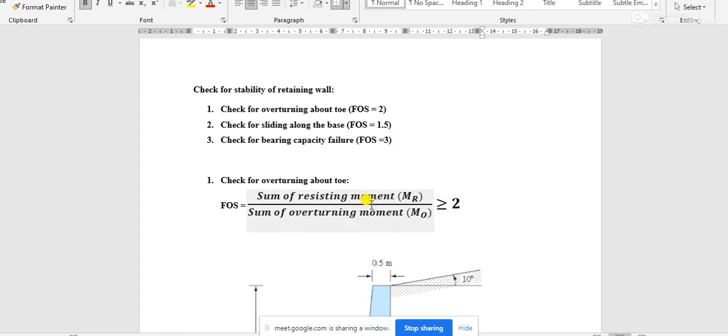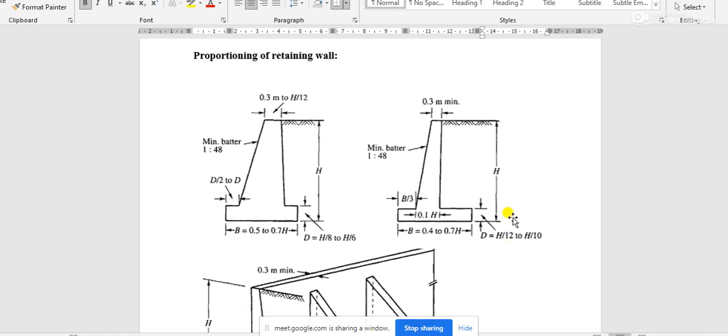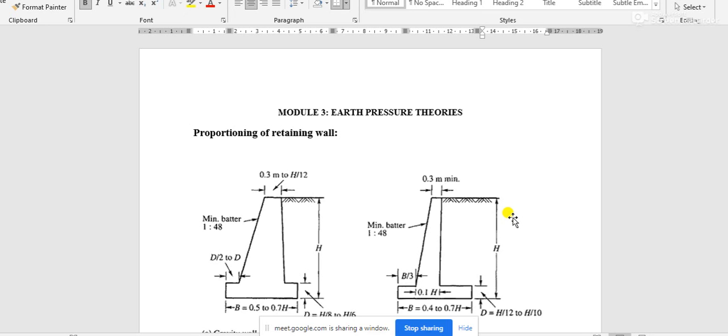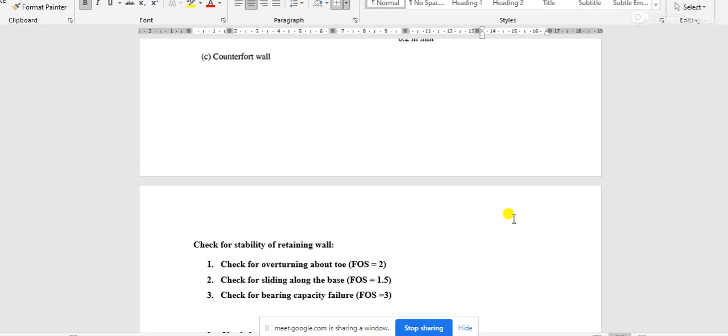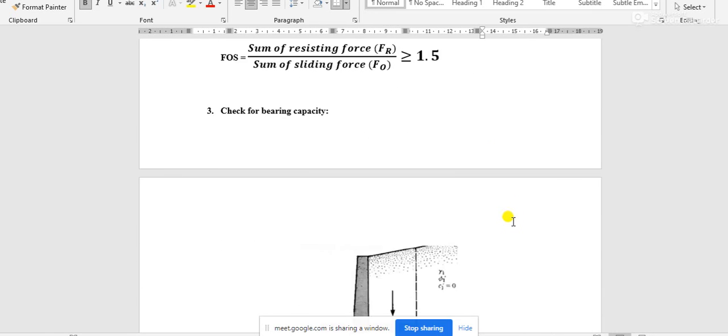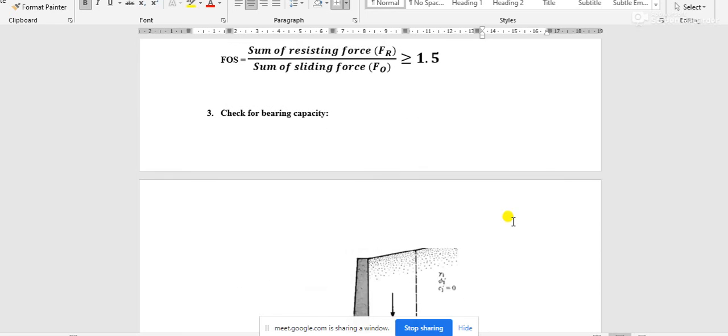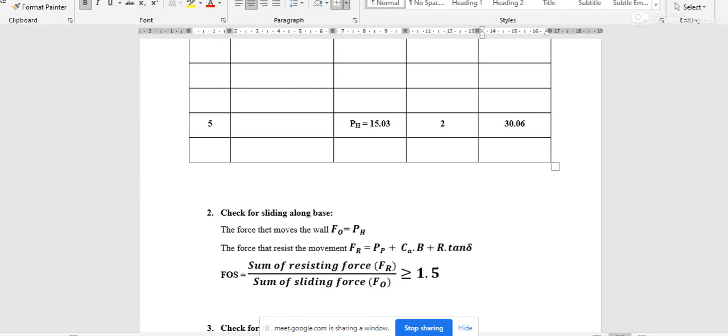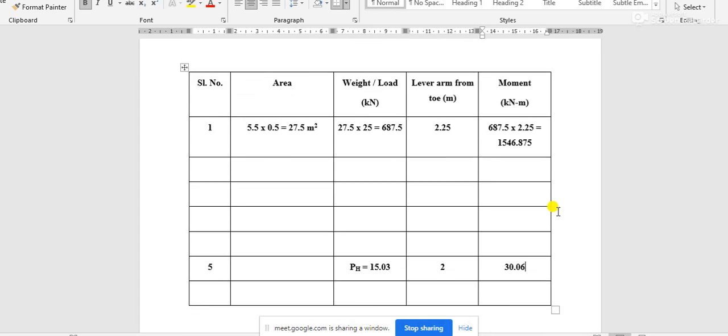If the factor of safety is greater than or equal to 2, then our assumption is correct, we can certify it as okay. But if the factor of safety is less than 2, then the assumptions or the proportioning of the retaining wall must be changed to other dimensions. Okay, I think time is up. In the next class, I will go for the other two failure criteria, how the factors of safety are calculated for those criteria.